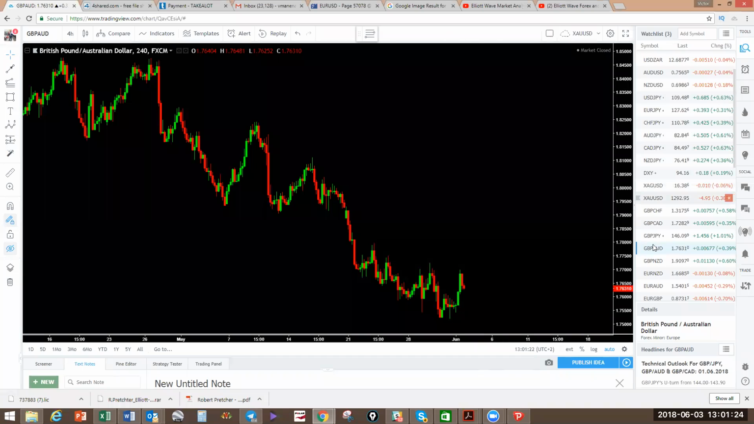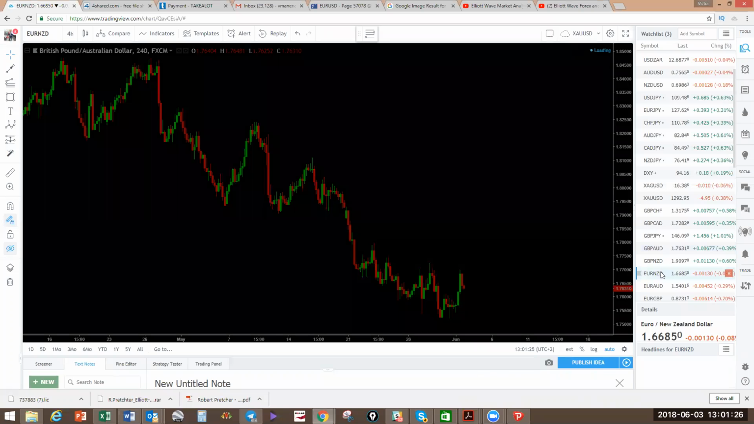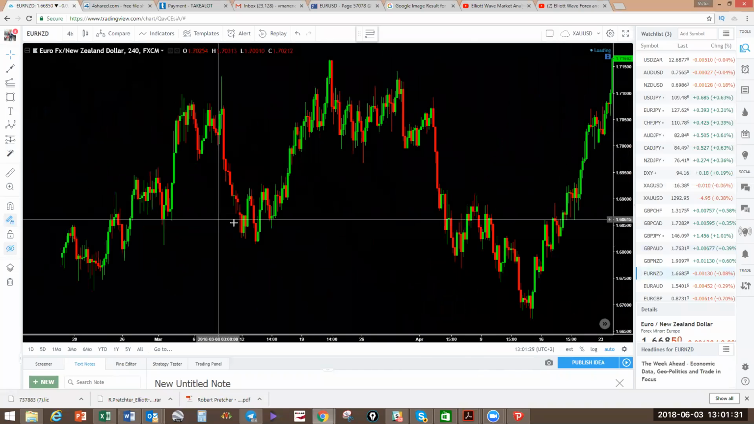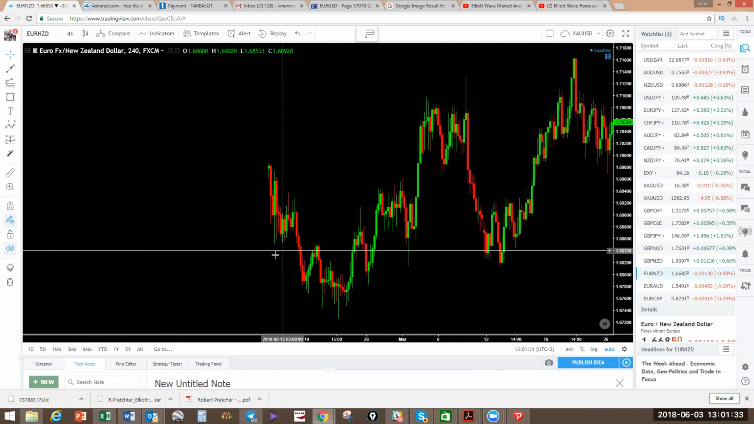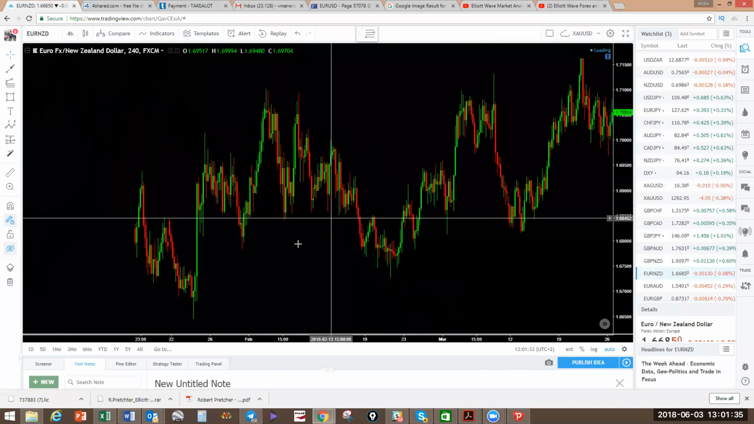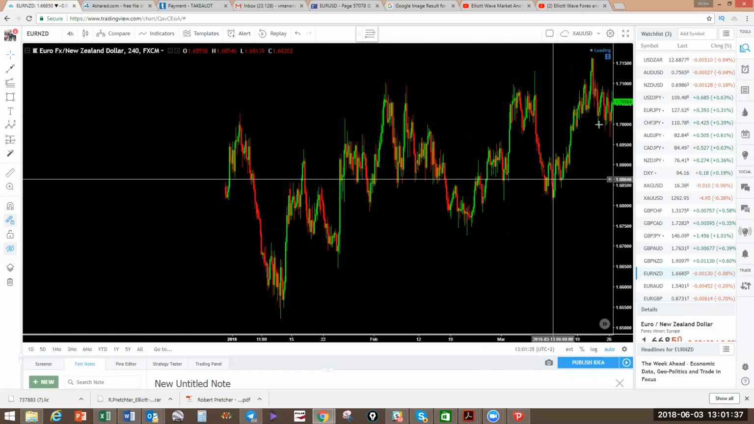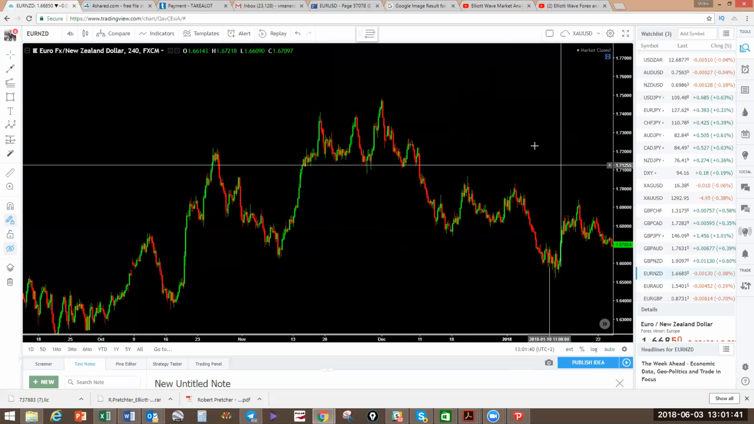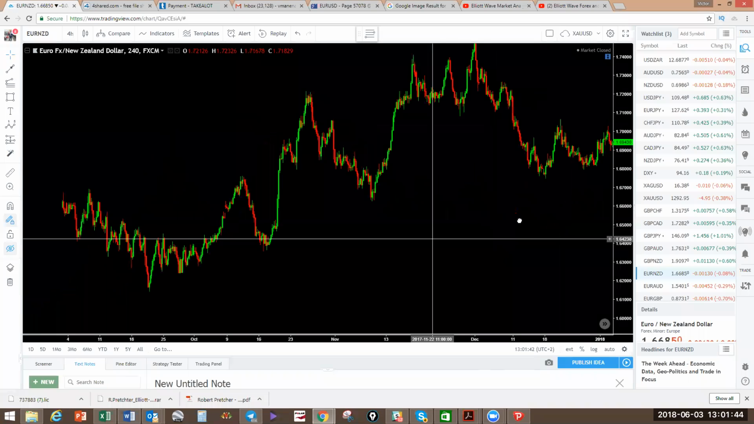I think it was Euro New Zealand. Let's just look at it quickly. That move on Euro New Zealand, and this is the 4 hour. It likes to do this, pairs like to behave like that on these V patterns. I hope I can find it.